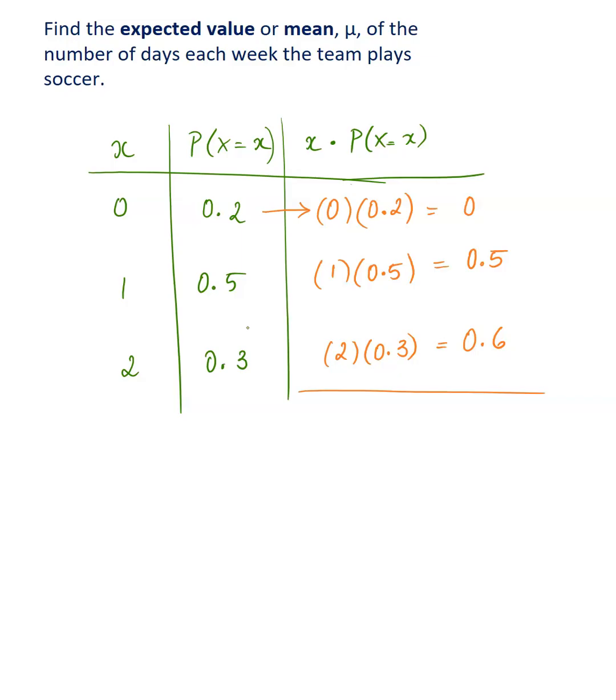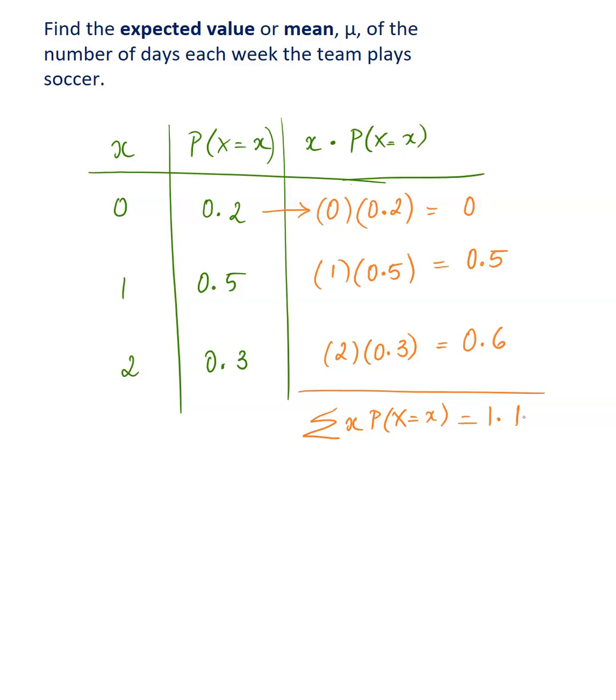Anyways, so once we've done the third column, our job is to take the sum of them. Remember what we did to indicate the sum? So the sum of this column, the sum of p times x, the summation symbol is used to do that, would be 1.1.